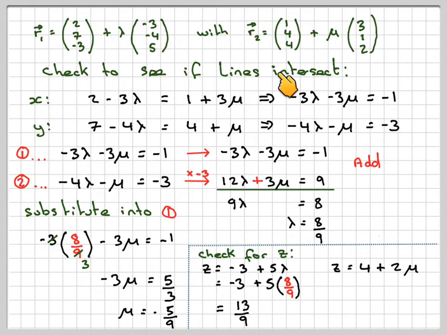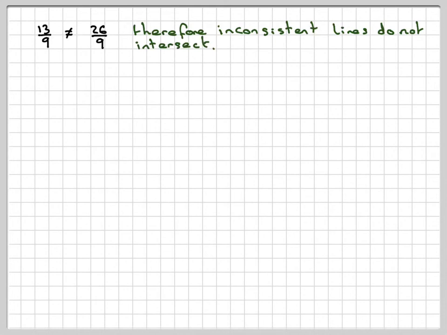And then for the other one, it's 4 plus 2 mu. So it's going to be 4, and make sure you put in mu rather than lambda. So that is 4 plus 2 times minus 5 over 9. Again, on my calculator, I've got 26 over 9. Well, 13 over 9 is not equal to 26 over 9. Therefore, the lines do not intersect. So if they do not intersect, and they are not parallel and not perpendicular, then they are called skew lines.